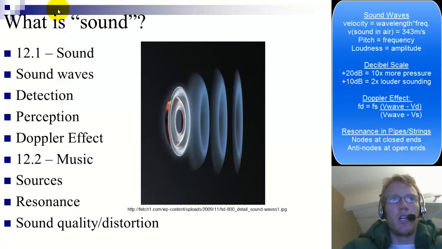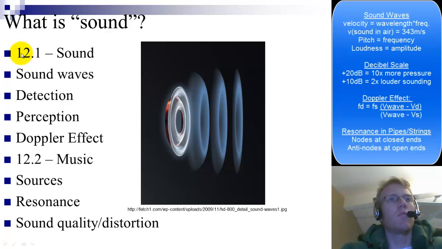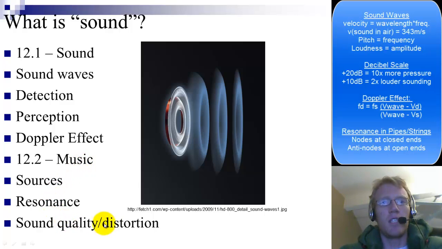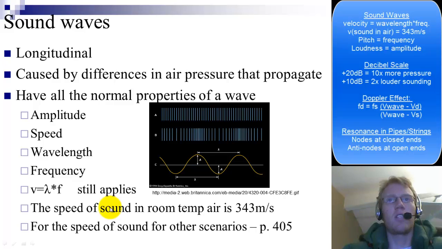So the first thing is a little overview of the topics. Sound waves, detection and perception, and the Doppler Effect are in 12.1 in the book. Except this is not 12.1. For some reason I put 12. This is actually chapter 15.1, sorry. And 15.2 is music, the different sources of music, resonance, and then sound quality and distortion. Alright, so let's get started.